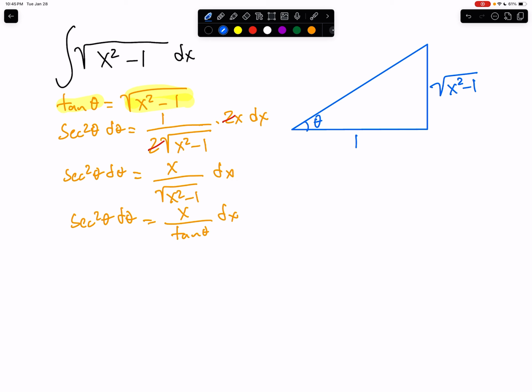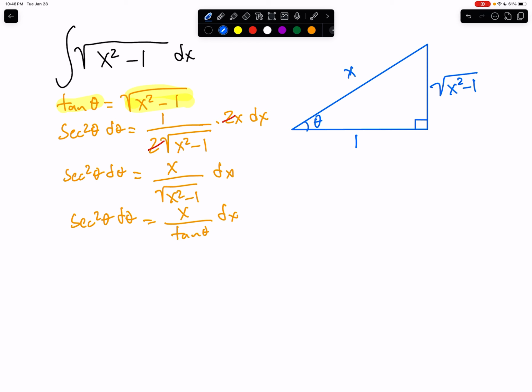Pythagorean theorem, right triangle. This will give us the square root of the square root of x squared minus 1 squared, which is x squared minus 1, plus 1 squared, which is 1. So this will be the square root of x squared, which will be positive x. You know, Pythagorean theorem stuff. We don't do plus or minus in the Pythagorean theorem, okay? Think of it like that.